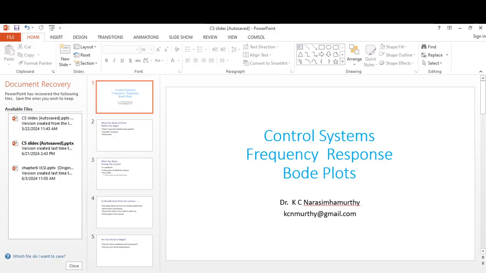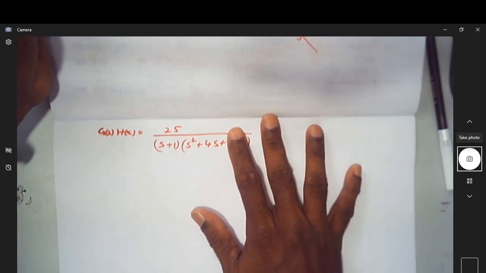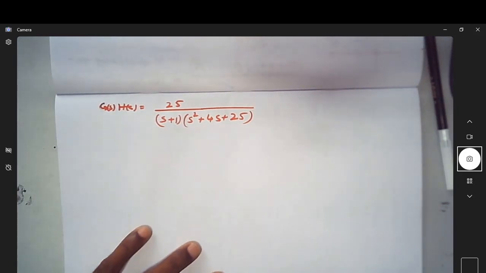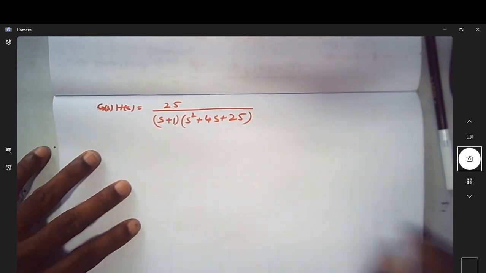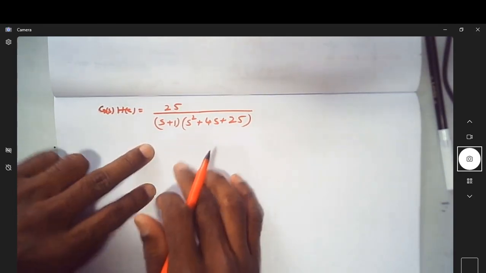Okay, let us kickstart. Now we are supposed to plot a Bode plot for this particular transfer function, especially the magnitude plot, and we need to find out the stability of the system, that is typically to find the gain margin and phase margin of the system.